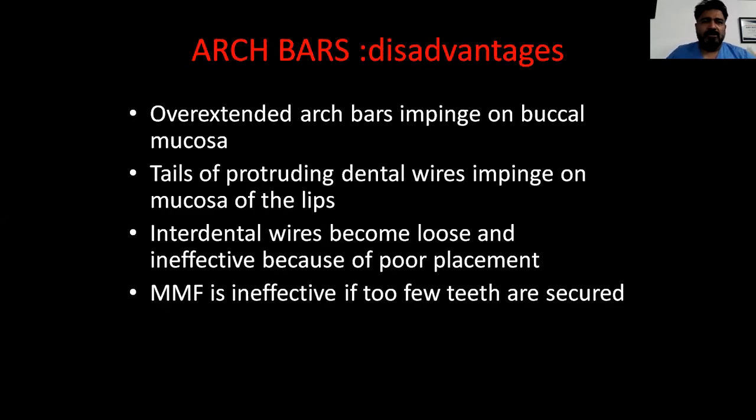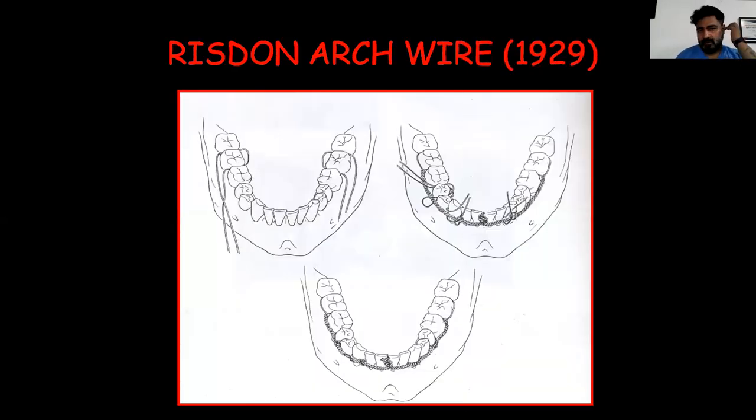The disadvantages are: an overextended arch bar may impinge on the buccal mucosa. Tails of the protruding dental wires impinge on the mucosa of the tip. Interdental wires become loose and ineffective because of poor placement. MMF is ineffective if too few teeth are secure. So next is residence wiring.